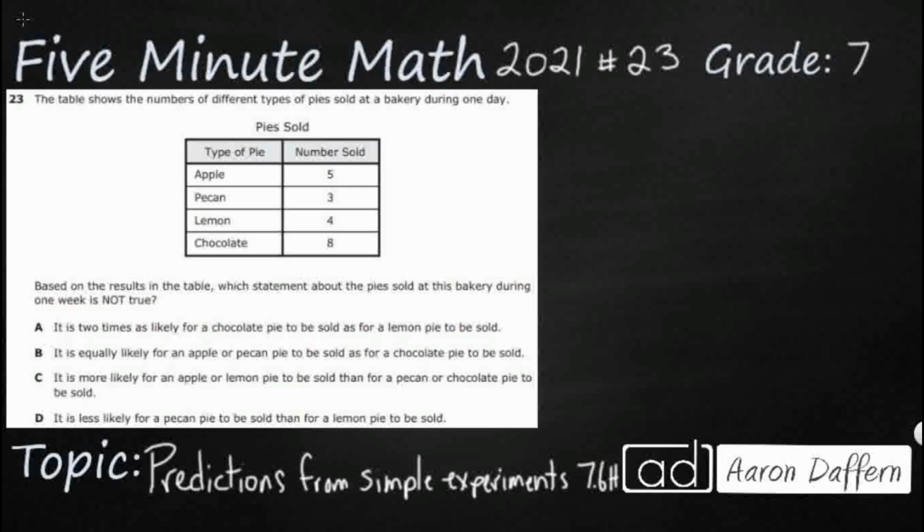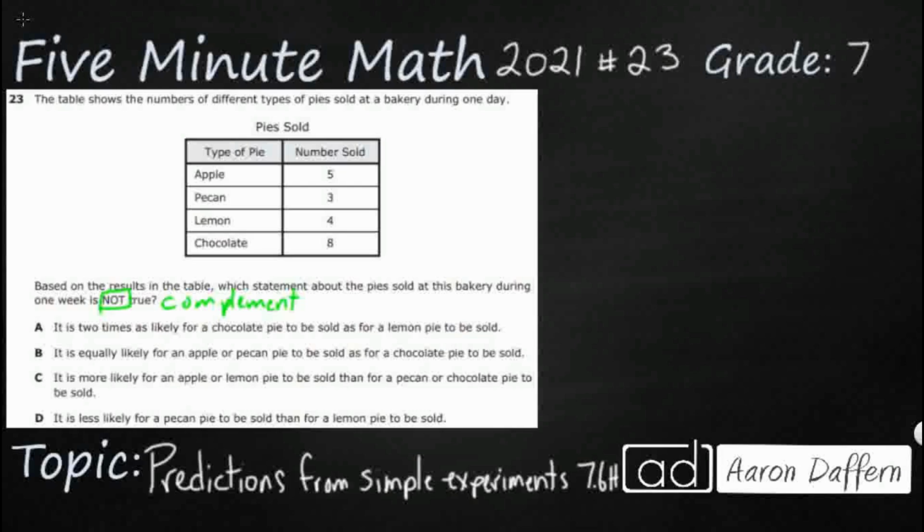So we have a table here that shows the different types of pies: apple, pecan, lemon, and chocolate. Based on the results, which statement about the pies is not true? All right, so we're not looking necessarily for the probability. We're looking for the complement. We're looking for what is not going to be true. So we're going to find 3 that work, and we're going to eliminate those.